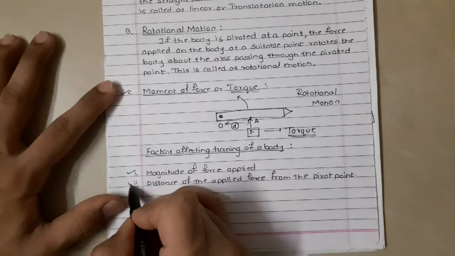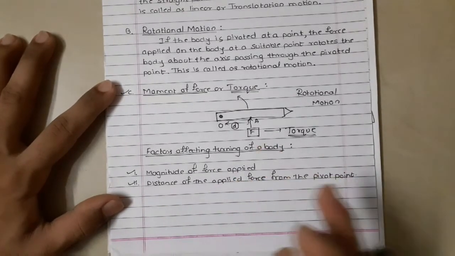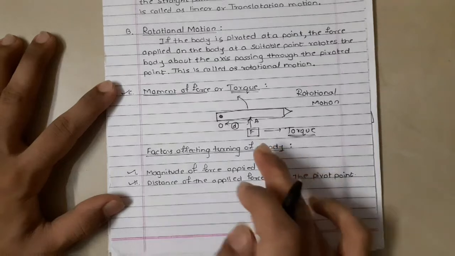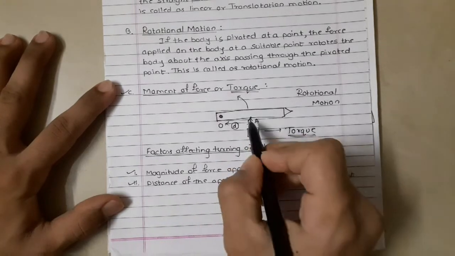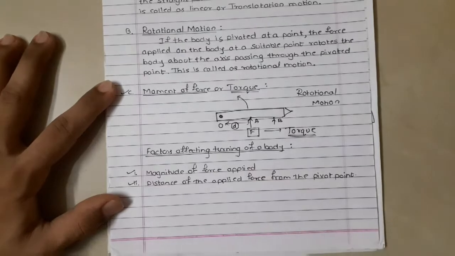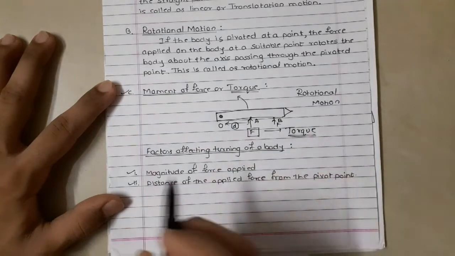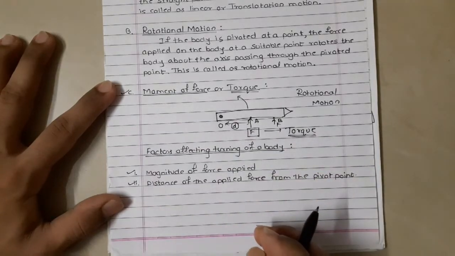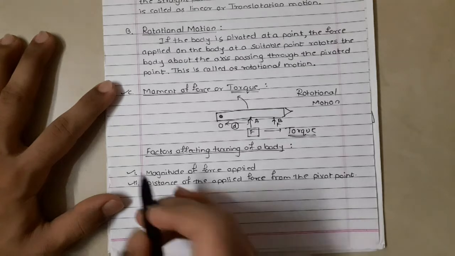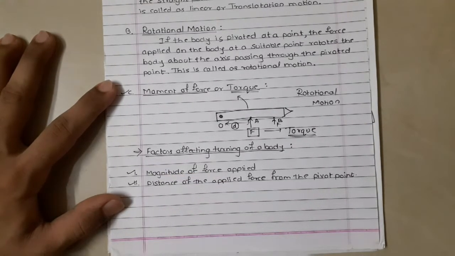So these two factors definitely affect the turning of the body. What they want to explain is this: if the force is applied not at point A but at point B, what will happen? The same force. Will it rotate more easily? Will it rotate just like before, or will it rotate a bit slower than before? That's what the factors affecting the turning of a body are.